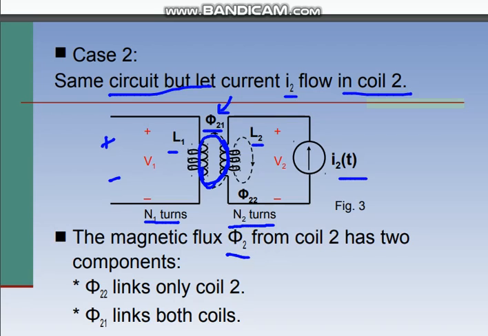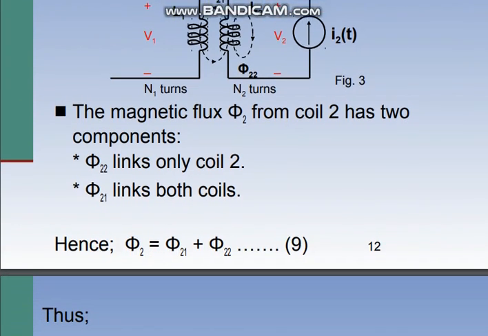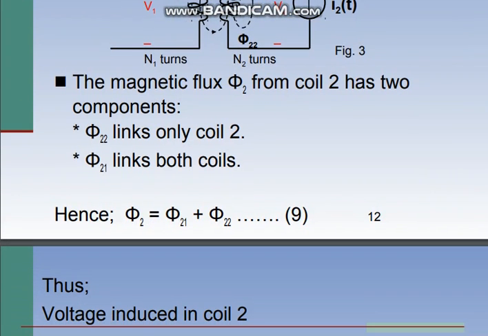The magnetic flux phi 2 from coil 2 has two components: phi 22 links only coil 2, and phi 21 links both coils, as you can see here. So that is the case 2 condition. Again coming back to the conditions, we can write phi 2 is equal to phi 21 plus phi 22.